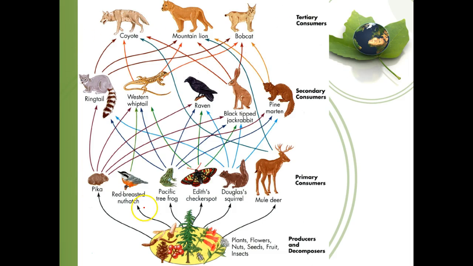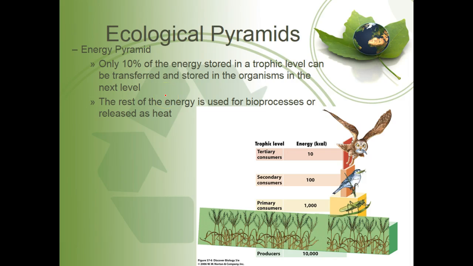Here is your food web. Again, it is not a one-way flow of energy. It is a complex food web. It's a web of feeding relationships. You have your producers and decomposers at the bottom. You have your primary consumers, secondary consumers, tertiary consumers, and then you can even have quaternary consumers.